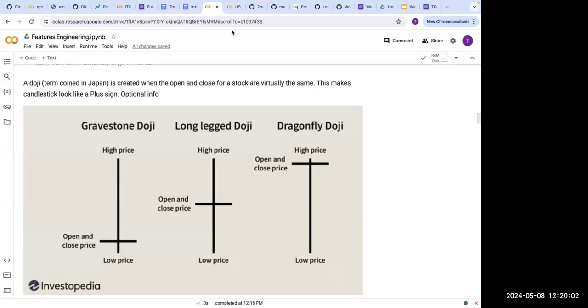So usually your figure looks something like this, right? Let's say the stock went up. So this was your open on the left. This was your close on the right. This was the highest it touched on the day, and this was the lowest it touched on that day, right?